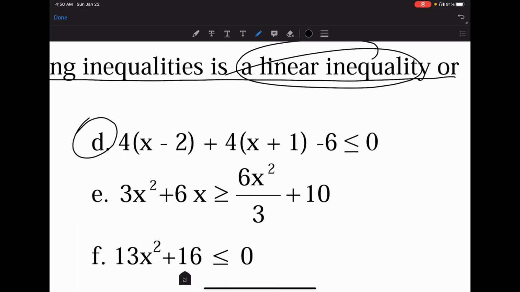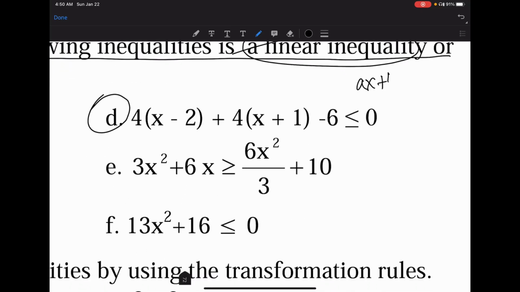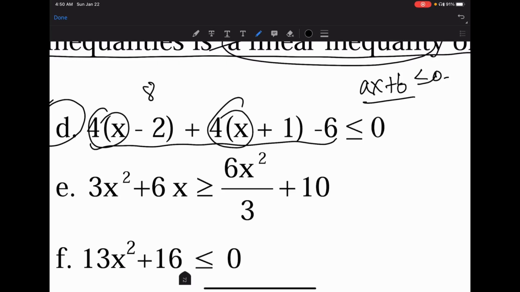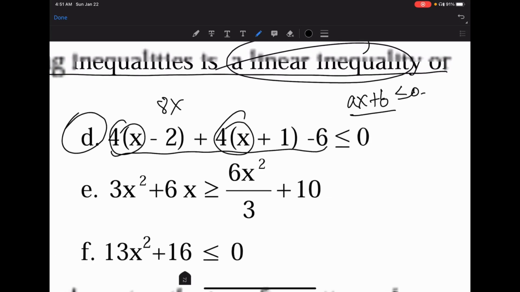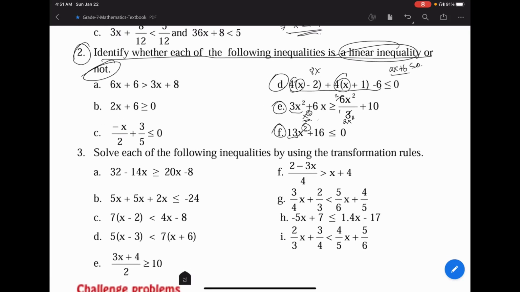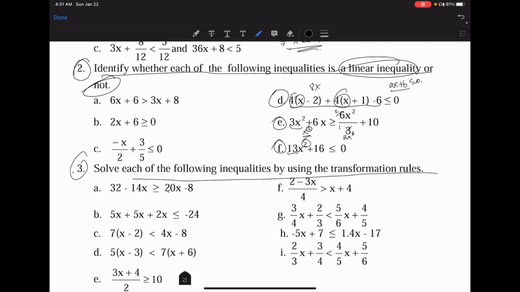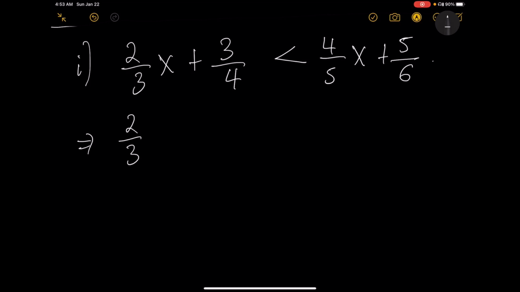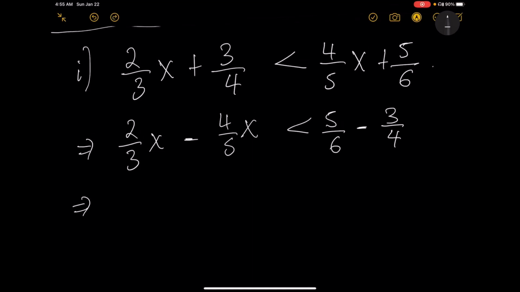Second, identify whether each of the following inequalities is a linear inequality or not. Taking d, it is a linear inequality because it can be written as ax plus b is less than or equal to 0. Solving it, we have 4x plus 4x, which gives 8x, and the main thing is that a is not 0, so it is a linear inequality. The others are not linear inequalities. Why? Look at the exponent: x squared. Third, solve each of the following inequalities by using the transformation rules. This implies 2 over 3 x minus 4 over 5 x is less than 5 over 6 minus 3 over 4. Then we factor out x.